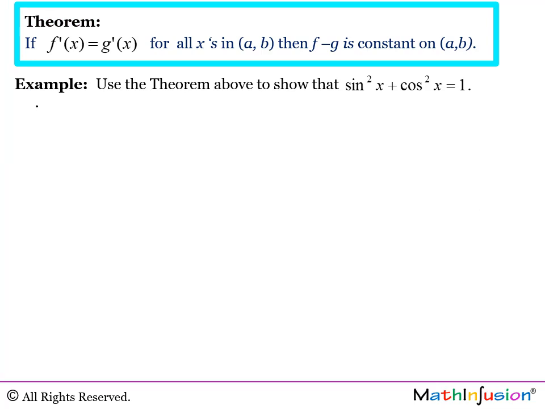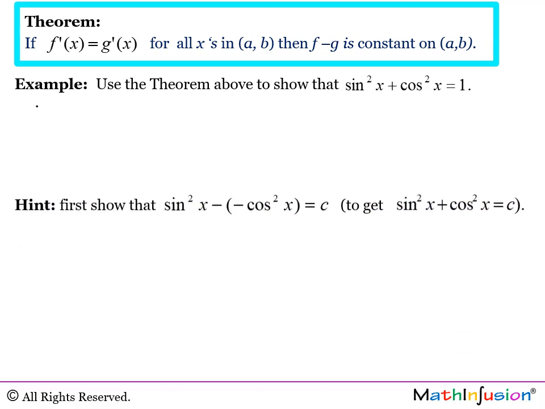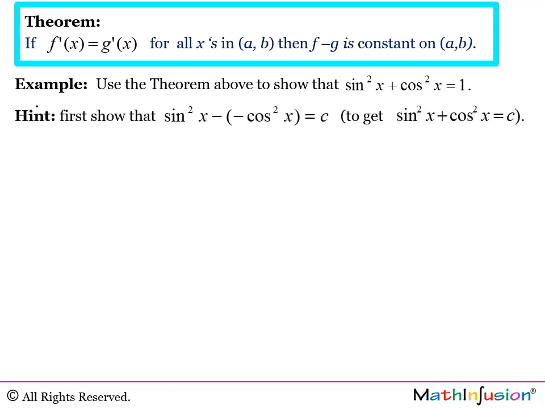Example. I'm going to use this theorem to show that sine squared x plus cosine squared x equals 1. If you observe, the theorem is about f minus g being a constant, so I'm going to write sine squared x plus cosine squared x as sine squared x minus negative cosine squared x. So first I will show this. This is the f, as you can see, and this is the g.